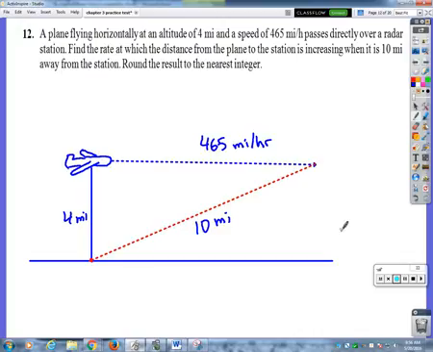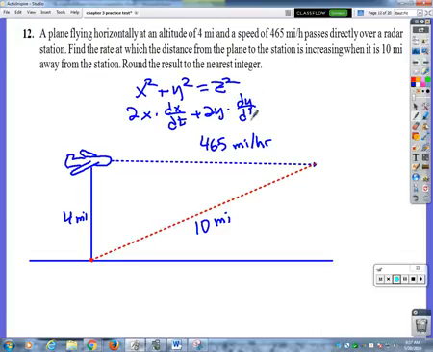If I was to measure the distance from the plane to the radar station, I would measure it along this line. Well, this is a rate and these are distances, so it's not going to be this squared plus this squared equals this squared. So x squared plus y squared equals z squared, right? And then you take the derivative. So 2x times dx/dt plus 2y times dy/dt equals 2z times dz/dt.